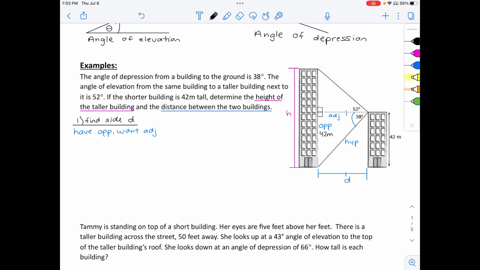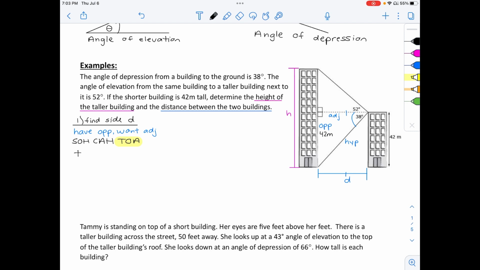So if I take a look at my acronym SOHCAHTOA, I am deciding which one to use based on the one that uses opposite and adjacent. And in this case, that would be tan. Okay, tan uses opposite and adjacent. So I'm going to set up my equation using those two sides.